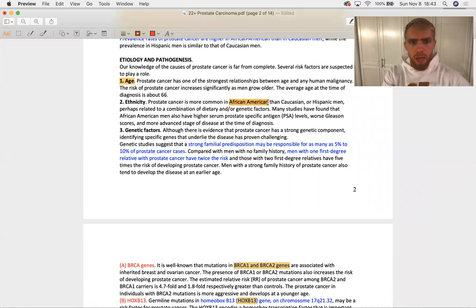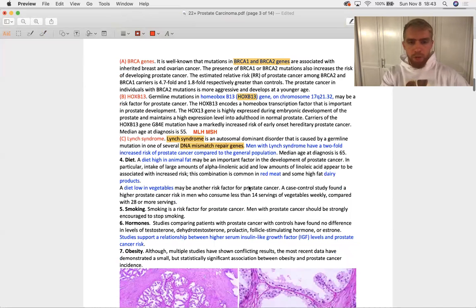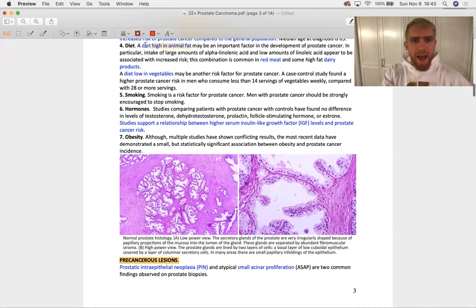If you're Black, you're more likely to get it. And there are a few genes that will predispose you to this: BRCA1 and BRCA2, homeobox B13, and Lynch syndrome with its MLH, MSH mismatch repair genes. A couple more risk factors: diet high in animal fat and low in vegetables. Smoking, definitely.